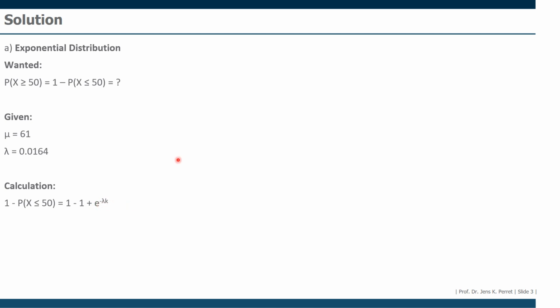Lambda I know, that's the 0.0164. K I know, that's the 50 here. So I can insert those two values, get e to the power of minus 0.0164 times 50. Put into the calculator gives me a result of 44.06%. So that's the chance of passing the exam. Well, let's continue with part B.